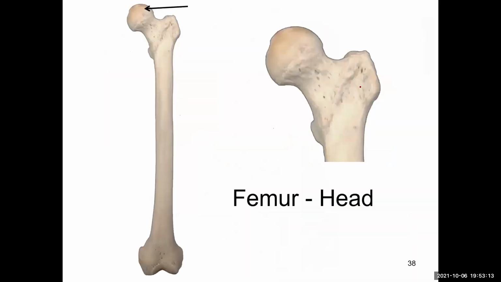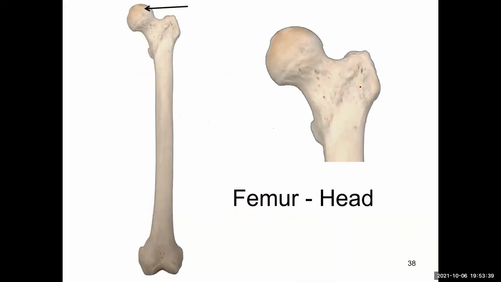Okay, let's get down here into the lower extremity and discuss the thigh. There's one bone in your thigh, that's the femur. It's a long bone. So you're going to have a diaphysis and epiphyses, distal and proximal. So in the proximal epiphysis, the rounded, spherical structure is the femoral head.